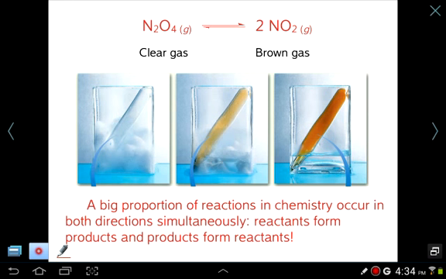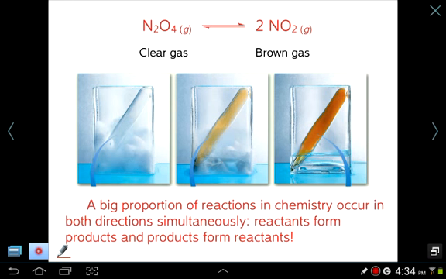So an example here, N2O4 becomes NO2, essentially breaks down, decomposes into two NO2 molecules, but at the same time NO2 can form back into N2O4. And the example of this is, here we have a little glass vessel with some N2O4 in it, and NO2 actually, both of them are present here.